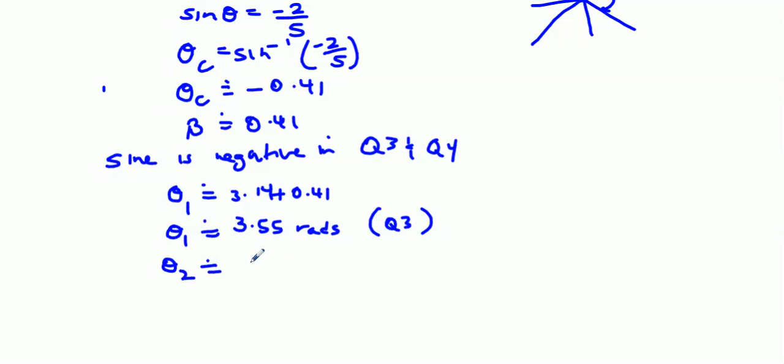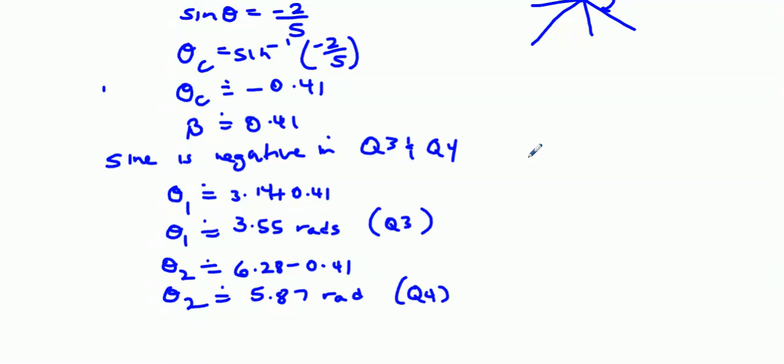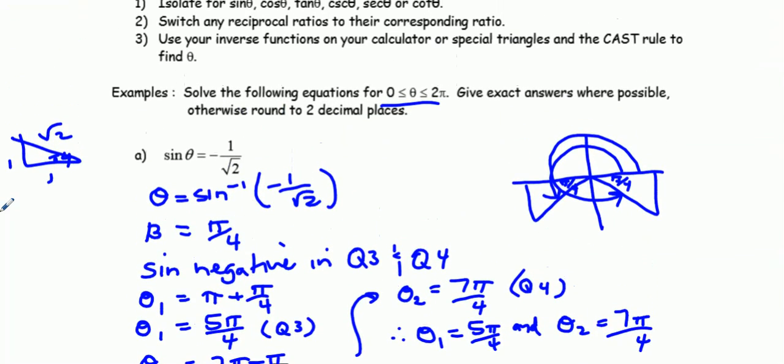Theta 2 is our quadrant 4 angle, and we get a quadrant 4 angle by taking 2 pi, which is 6.28, and subtracting our reference angle of 0.41. And when I do that, 6.28 minus 0.41 is 5.87. Okay, this is the quadrant 4 angle. Therefore, theta 1 equals approximately 3.55 rads, and theta 2 is approximately equal to 5.87 rads. Okay, that's solving linear trigonometric functions.